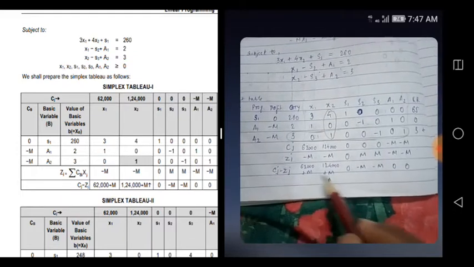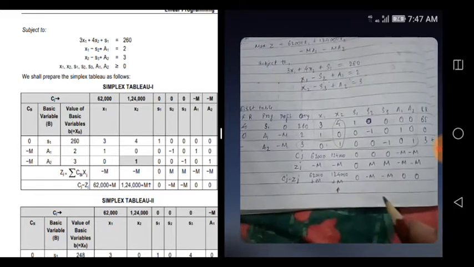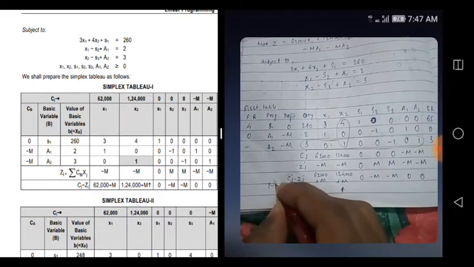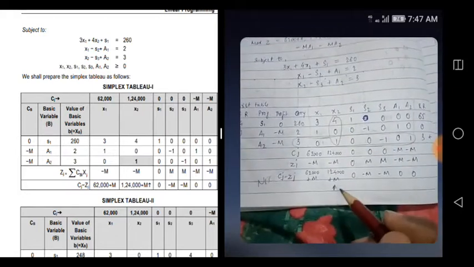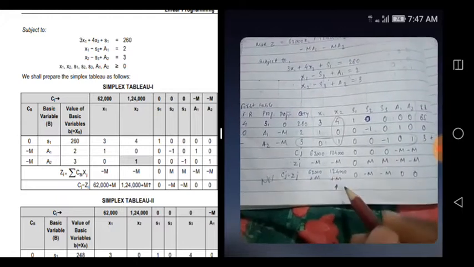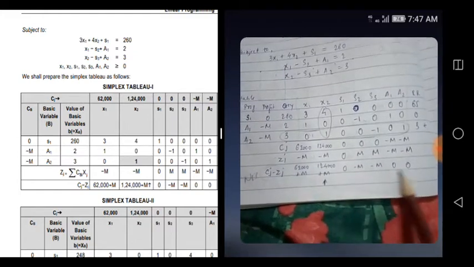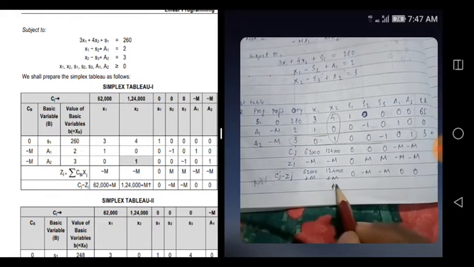Now how do we select which one is the incoming variable? We always have to decide based on this NER row, or you can say Cj minus Zj only. So which one is highest? Because it is a maximization problem, it will not be final until and unless this NER row becomes 0 or negative. For maximization it should become 0 or negative, for minimization it should become 0 or positive, for it to be final. Okay, so see which one is highest. This one is highest, 1,24,000 plus M, so this is the incoming variable.